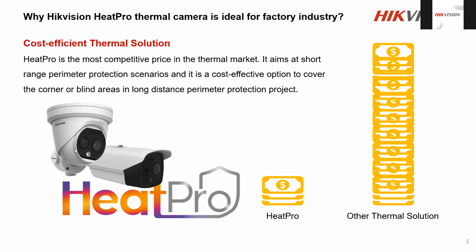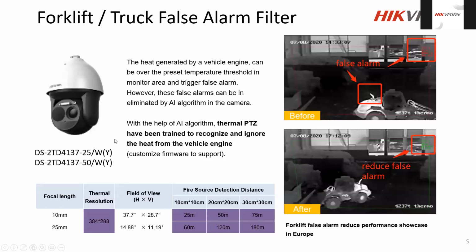Also, we have certain cases like, especially in industrial areas, where heavy machinery works in the area. So these machines can generate temperature themselves, which can give you a false alarm. So for that, we have another feature called the forklift truck false alarm filter. That is a feature built into these cameras. So it can detect the truck or forklift and avoid alerting on those things as a fire alarm.